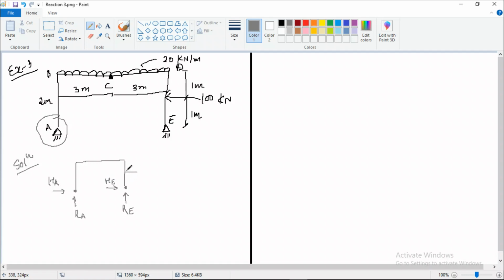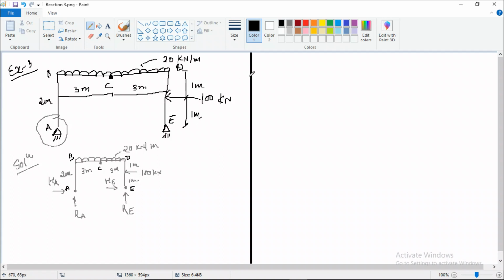We have this 100 kilonewton force here, we have a UDL here which has an intensity of 20 kilonewton per meter, right? All the other dimensions remain the same. So this is 2 meter, the total, this is half of 3 meter, 3 meter, there is a point here, this is 1 meter and 1 meter. So let us note down the points as well. This is point A, B, C, D, and this is point E, right?